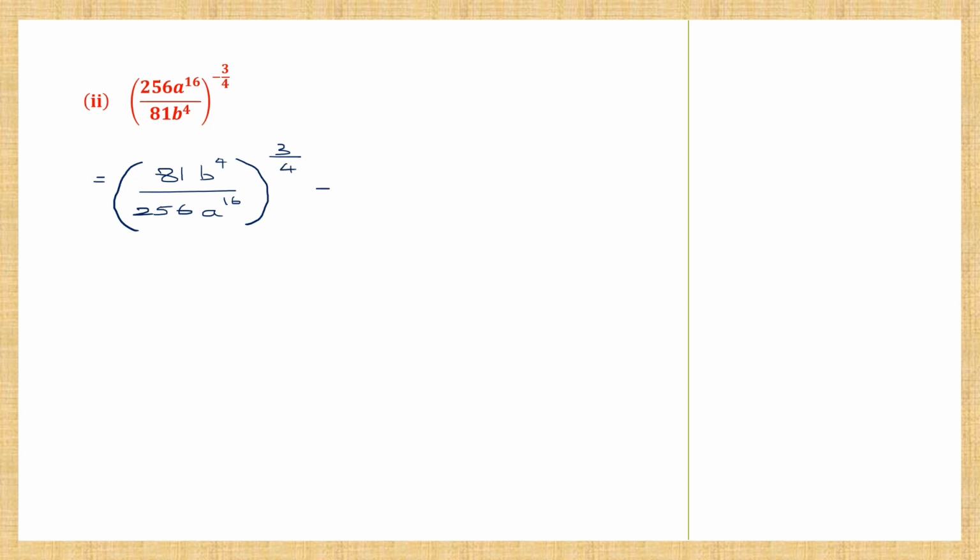Now let's write 81 raised to the power of 3 by 4 into b to the power of 4, which is also raised to the power of 3 by 4. Remember, each one inside is raised to the power. So here we have 256 raised to the power of 3 by 4 into a to the power of 16, which is raised to the power of 3 by 4. So here 81 raised to the power of 3 by 4. This is what we have here.